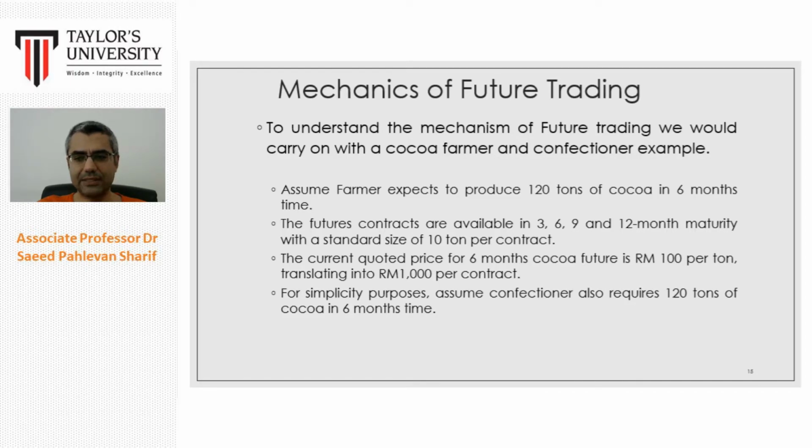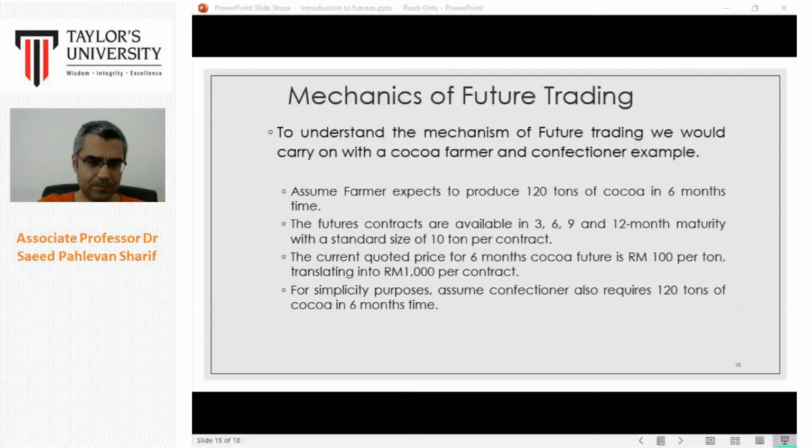Why? Because the size of the contract is 10 tons. Sorry, not 100, the size of the contract is 10. So here it is mentioned that 10. So the size of the contract is 10 tons per contract, and the price per ton is 100 ringgit. This means that 10 multiplied by 100, 1,000 ringgit, is the value of each contract.